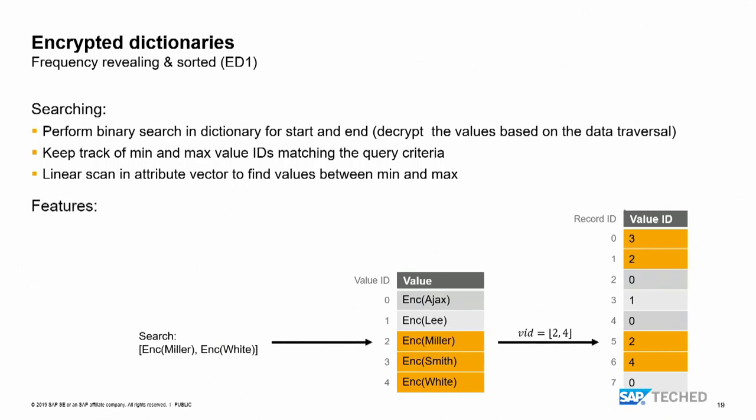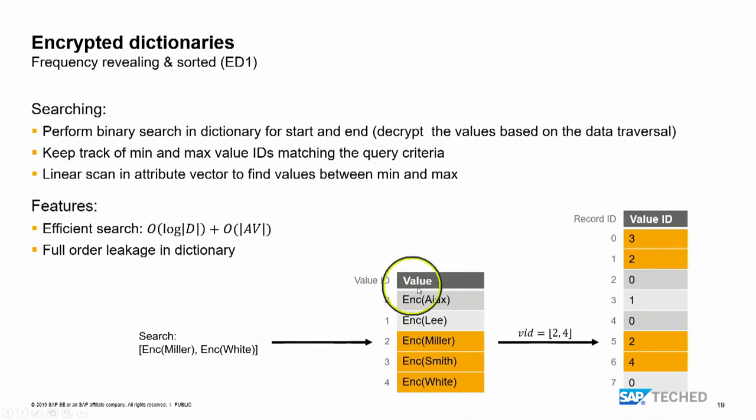The features of ED1 now. The search is very efficient. We have a dictionary search that's logarithmic and a linear scan of the attribute vector. However, we have full order leakage in the dictionary. What does that mean? That means an attacker knows that this is the smallest value lexicographically, this is the last, and all in between are sorted. He doesn't know the values, but he knows that they are sorted.